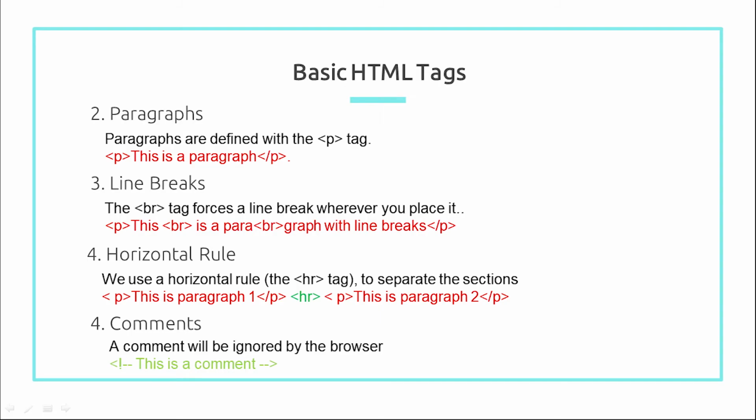Paragraph. Paragraphs are defined with the P tag. Line break. The BR tag forces a line break wherever you place it. Horizontal rule. Use a horizontal rule, the HR tag, to separate sections. Comments. A comment is a developer guideline. It is not visible on the web page. Its purpose is only to let you know in the future what you did, or as a guideline for future modification. It is recommended to add comments in complex code to improve code readability. The written comments are not executed and are ignored by the web browser. This pair of tags is used for both single-line and multi-line comments.